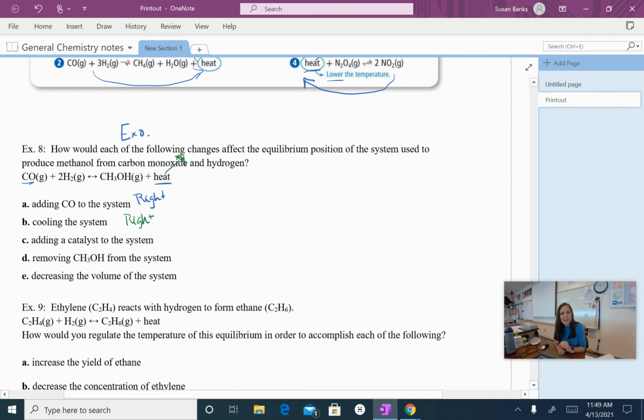Okay, what if I add a catalyst? This makes the reaction faster, but it makes the reaction faster in both ways, right? There will be no shift. Catalysts just make things go faster. It doesn't shift the equilibrium. What if I remove methanol from the system? Take that away. That's going to make the product side really light. So in order to make the product side heavy again, I am going to need to shift right.